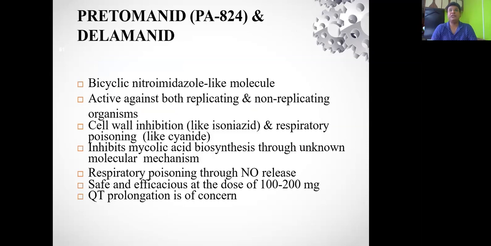Then we have the other drugs available in this group, that is the newer drugs, PRETOMANID and DELAMANID. PRETOMANID is called PA824. These two drugs are available as newer drugs in the treatment of resistant tuberculosis. When you look at PRETOMANID and DELAMANID, they are bicyclic nitroimidazole-like molecules, and they are highly active against both replicating as well as non-replicating Mycobacterium tubercle bacilli.